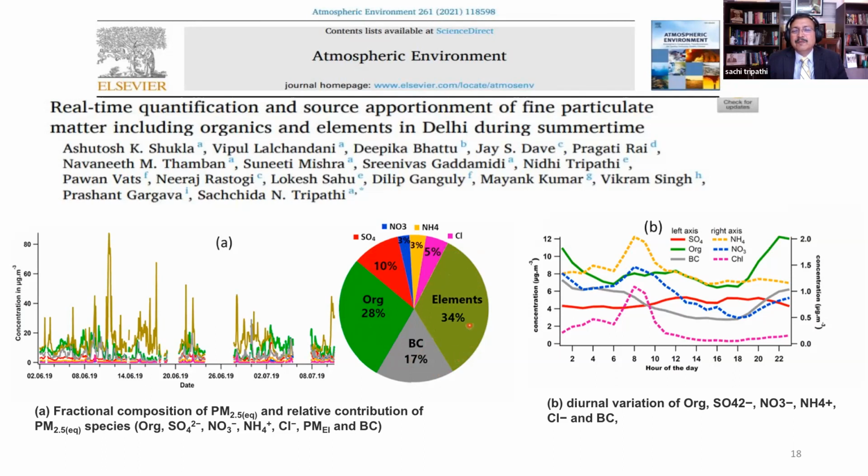It's up to 34%. Even in summer, organic contribution is 28%, still high, but relatively lesser than winter. And black carbon certainly at IIT Delhi contributes significantly to PM2.5 all year long. And these are, of course, other kinds of inorganic salts and chloride, etc.